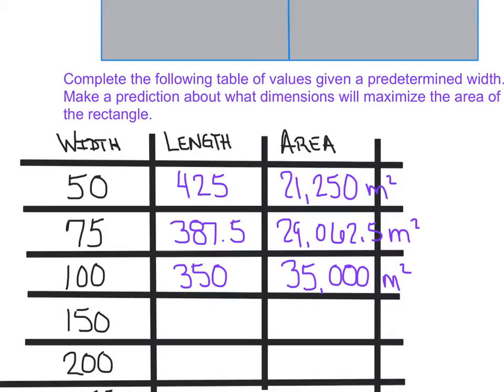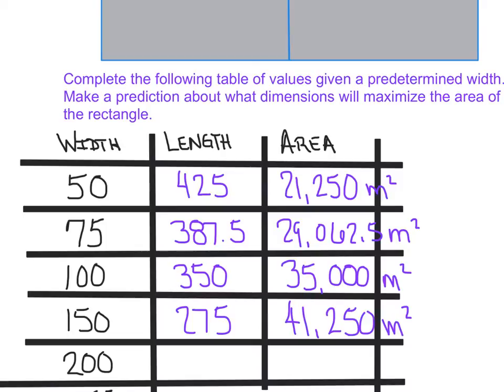Let's try 150. So I used up 150 here, 150, and another 150. That's a grand total of 450, which leaves me with 550 to play with, and I've got to use that up on these 2 sides. So 550 divided by 2 gives me, let's see, 275. Multiply those 2 dimensions together, 41,250. Wow, the area just keeps on growing.